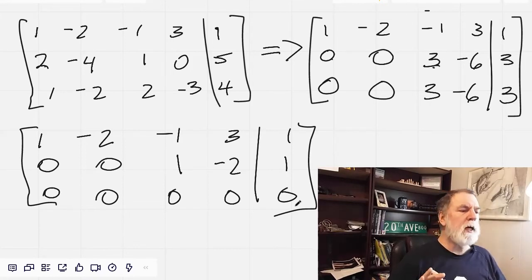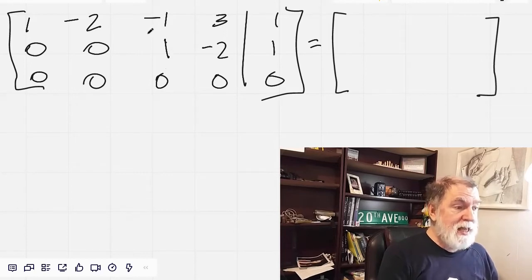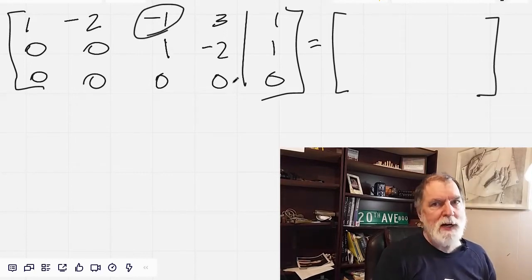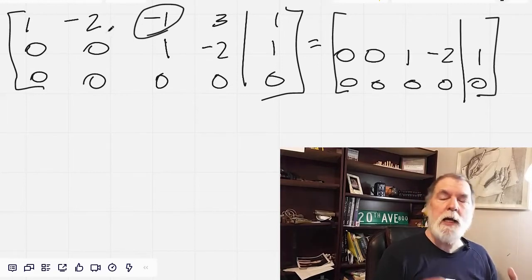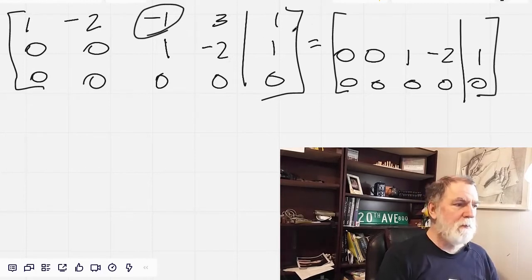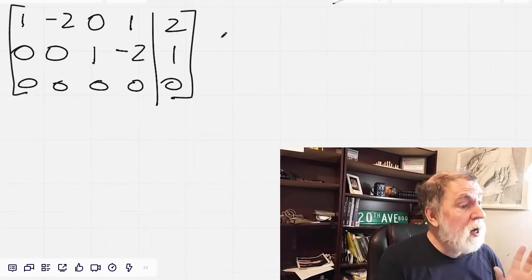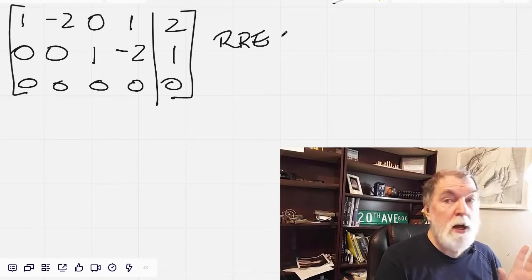Let us make it perfect, reduced row echelon form, which in this case means that this needs to become a 0. We need to modify the first row. To do that, we add it to the second row. So 1 plus 0 is 1. Negative 2 plus 0 is negative 2. Negative 1 plus 1 is 0. 3 plus negative 2 is 1. And 1 plus 1 is 2. Here is our matrix in reduced row echelon form.